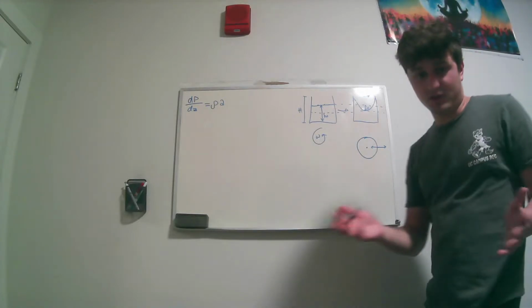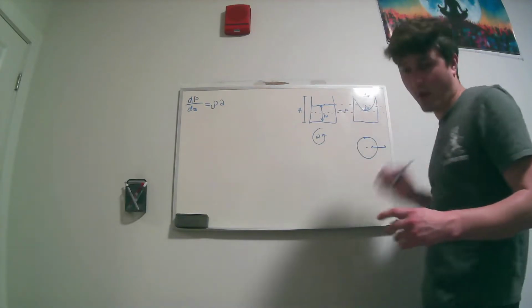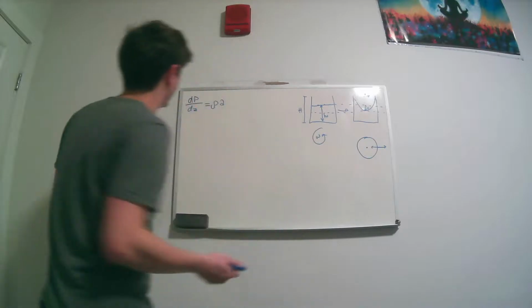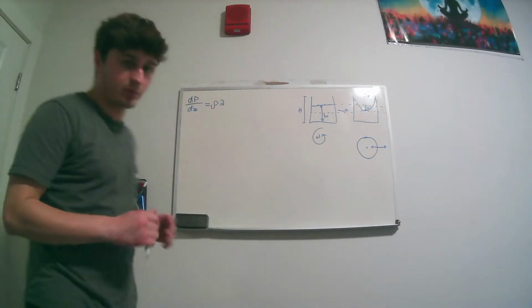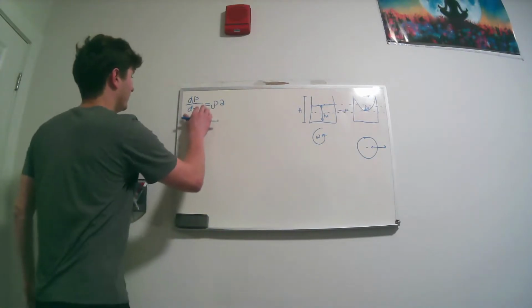But how is that going to be changing? What's that differential position? It's going to be the change in radius. As you go outwards with radius, how is it changing? So the differential change in pressure with respect to position, which is going to be radius. Hopefully that made sense.